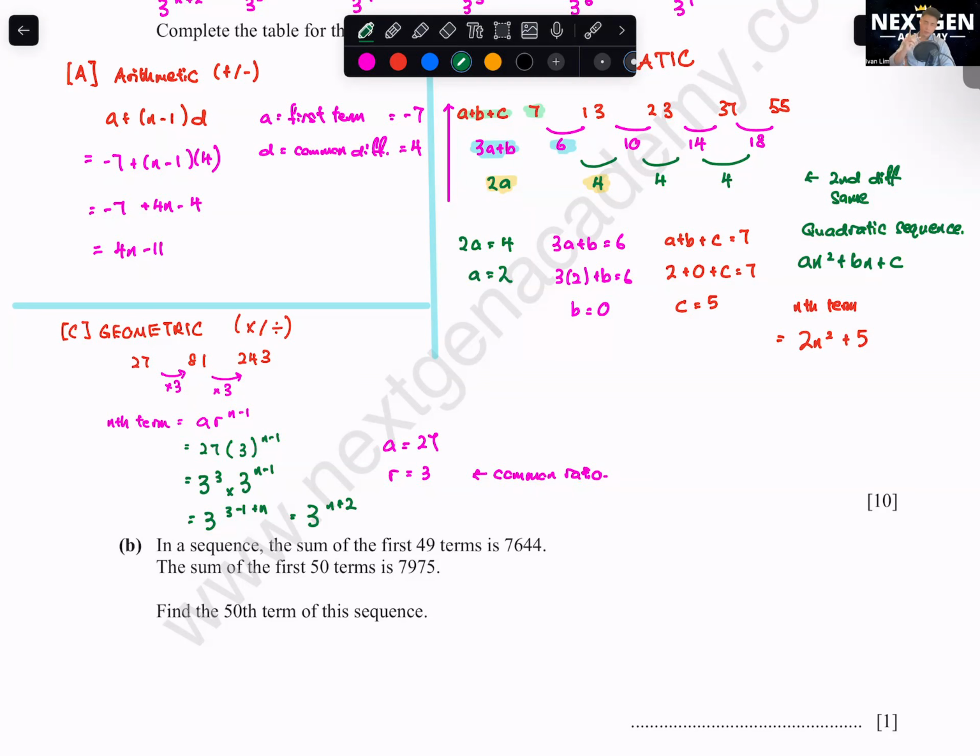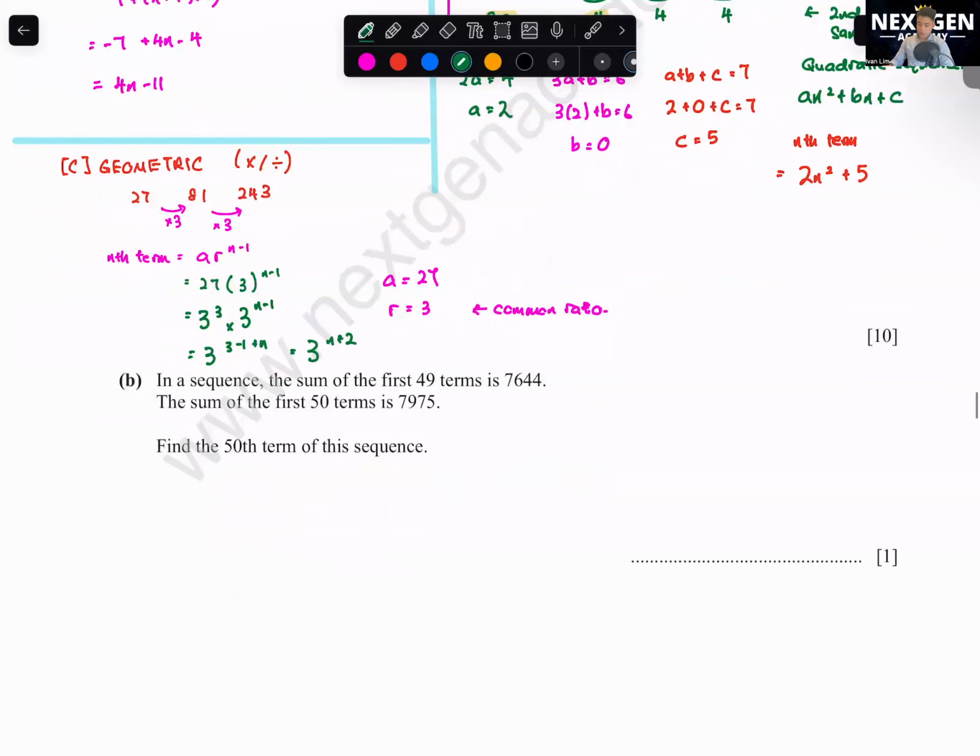What I observed, either in paper 2 or paper 4, one question will come up. Okay, let's go to the next one. In the sequence, the sum of the first 49 terms is 7644. The sum of the first 50 terms is 7975. Find the 50th term of this sequence. How to find the 50th term?